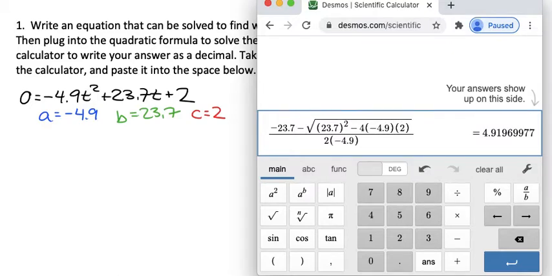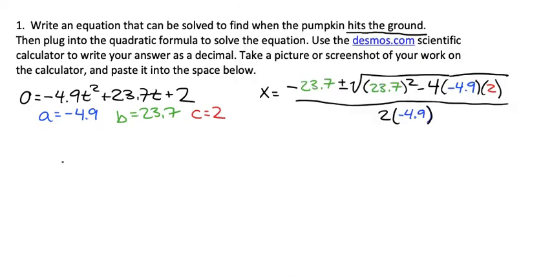And all I have to do is change it in the calculator, and it'll change my answer here, 4.91. Now that makes a lot more sense that the pumpkin would hit the ground after close to 5 seconds in the air. So I'm going to write that as my answer, 4.919, or I would actually round that to 4.92. And as you can see, that was a lot easier than writing everything out and doing the simplifying by hand.